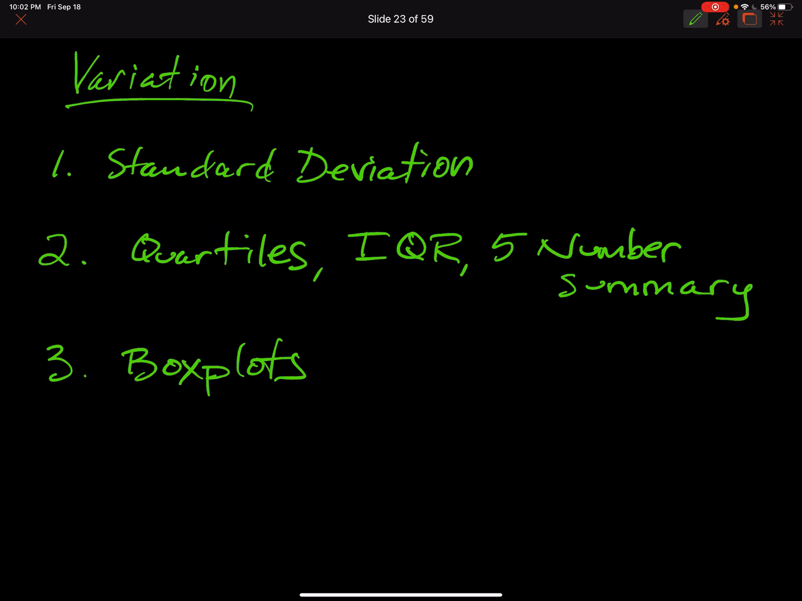Hey everyone, we're going to continue talking about variation. We talked about spread in terms of standard deviation, and that was convenient because we can assign a single number to it. But there are other ways to talk about variation. And I'm going to give you an example you're probably familiar with, at least I was when I was in high school.